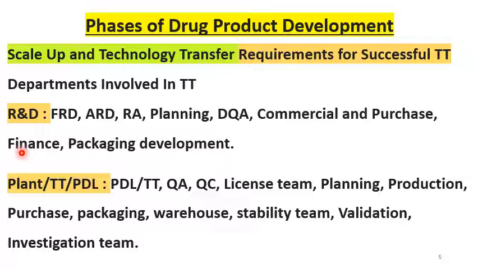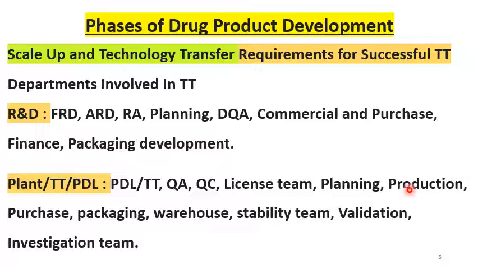Then comes the finance team and packaging development. Packaging development is involved from the start till the end of the product filing, during the scale up and technology transfer. Then from the plant, it will be the technology transfer team, the PDL team mainly. Then plant QA will be there, plant QC will be there, and the licensing team will be available for the licensing activity, as these are new products for the plant.